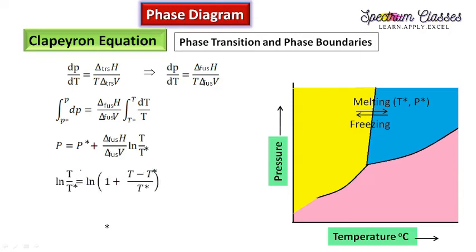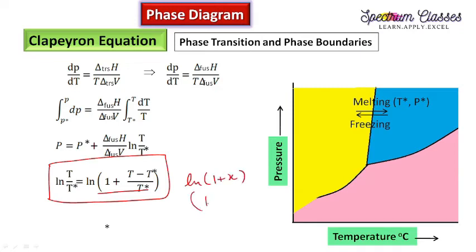Now coming to the formula. If we have this ln T upon T star, we can also write it in the form of ln 1 plus x. So we can write 1 plus T upon T star minus T star upon T star. T star cancels out, we have 1, and then minus 1, so the 1 and minus 1 cancel out. So we get T upon T star, from where we started. So T upon T star can be written in terms of 1 plus x in this manner, right?